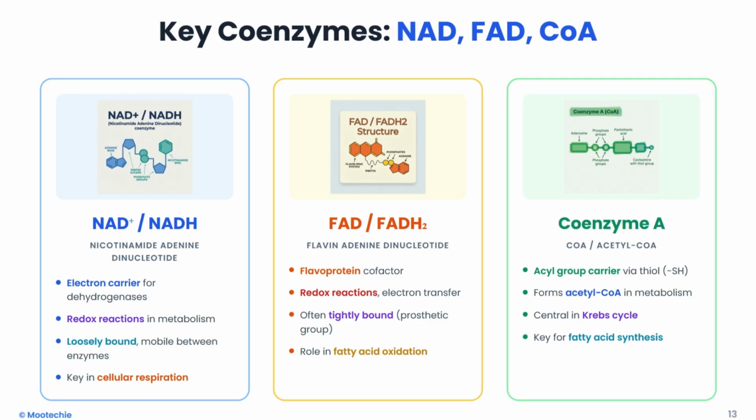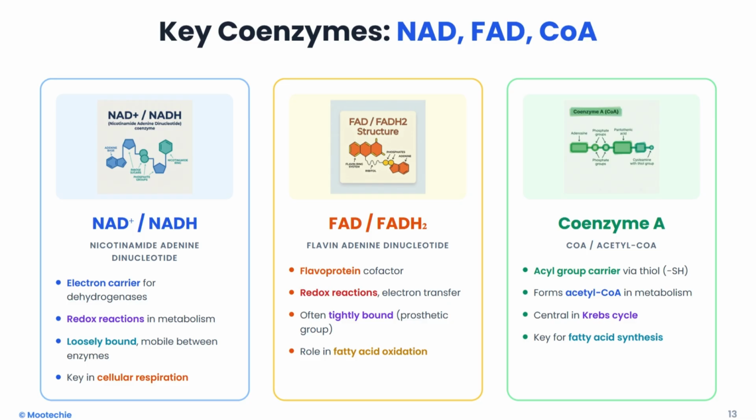Finally, coenzyme A. This molecule is an acyl group carrier using its thiol group, that's SH. It famously forms acetyl-CoA, a central molecule in metabolism. It's pivotal in the Krebs cycle and is also key for fatty acid synthesis. Its structure is displayed. Now let's revisit and reinforce the concept of those inseparable partners.